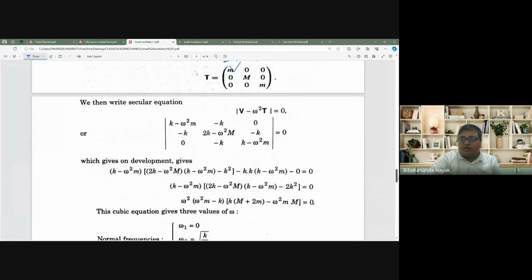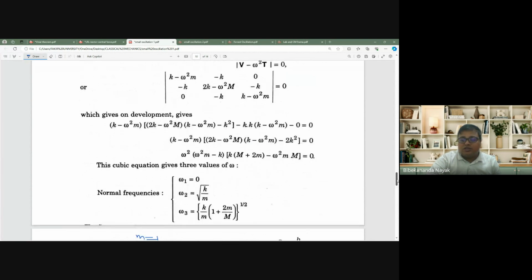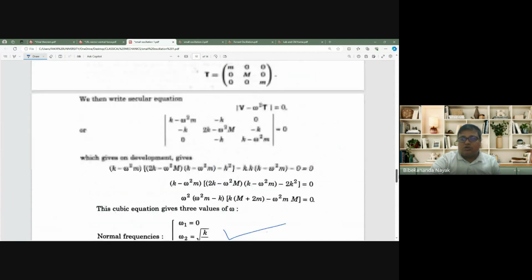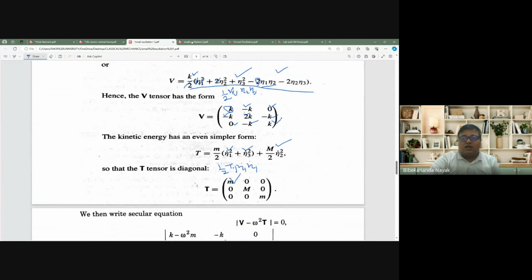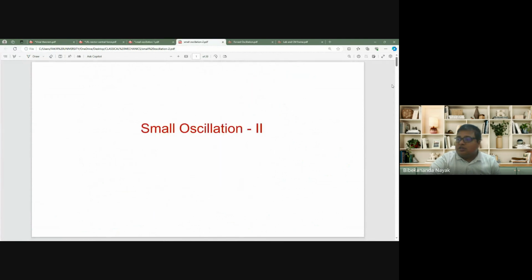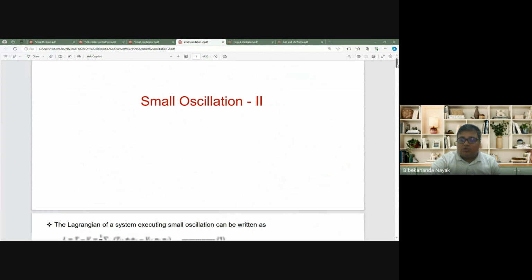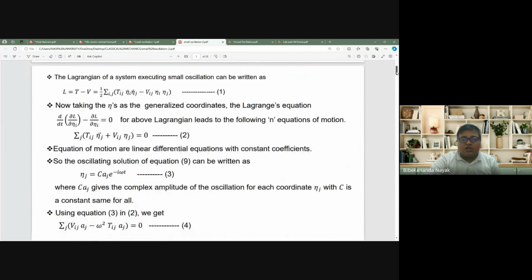Then the determinant of V minus omega square T is 0, and we get the solution for omega. Solving this, we found the omega values will be these three. Okay, these are the frequencies. Next is another part, the eigenvalue omega and eigenfunctions. How do we calculate them?